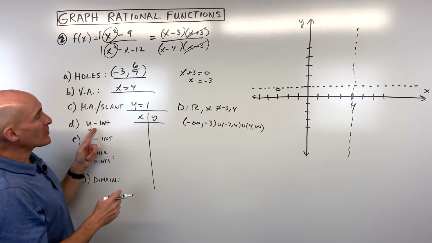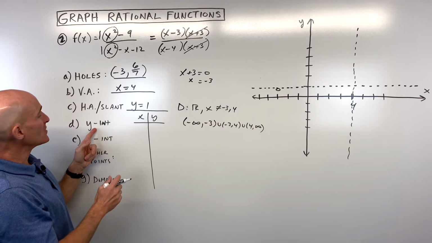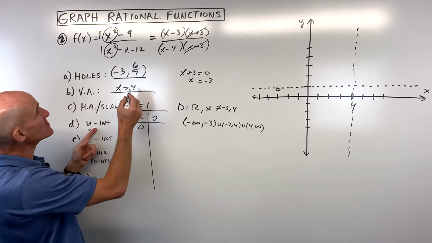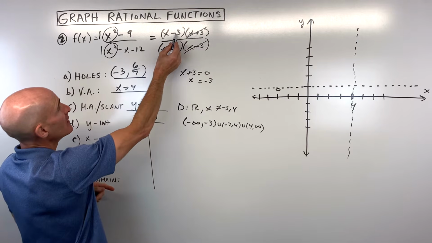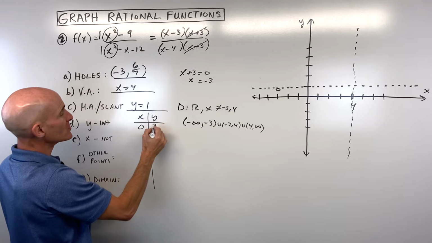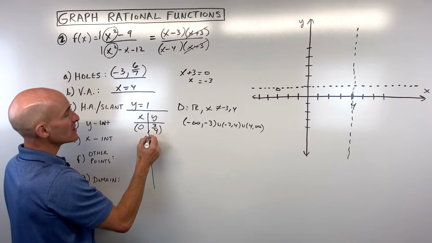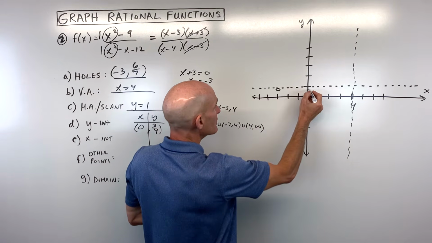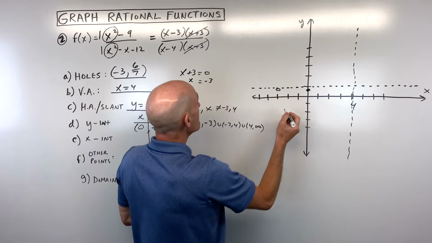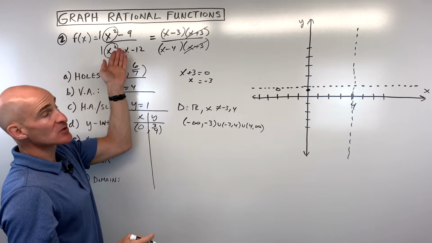So now for the y-intercept, what we do is we set x equal to 0. So if I put 0 in for x, that's going to be negative 3 over negative 4, which is 3/4. So that's going to be right about here. Now you might be saying, why didn't I use this one? I could use this one too.